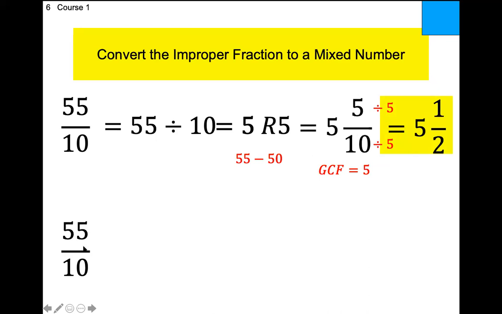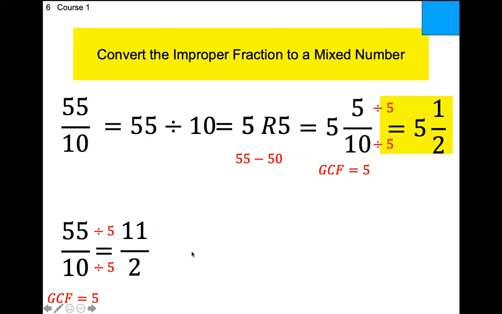Okay. Second one, technique number 2 is we reduce immediately. 55 and 10, the GCF is 5. Notice in both cases the GCF was exactly the same. Some of you may say, well, this would be harder for me because I would have to figure out what the GCF is of larger numbers. I agree. Okay, 55 and 10, so we're going to divide top and bottom by 5. That's 55 divided by 5 is 11, and 10 divided by 5 is 2.